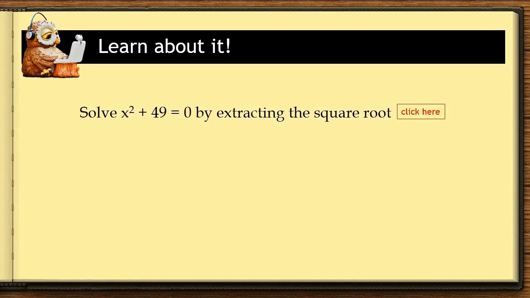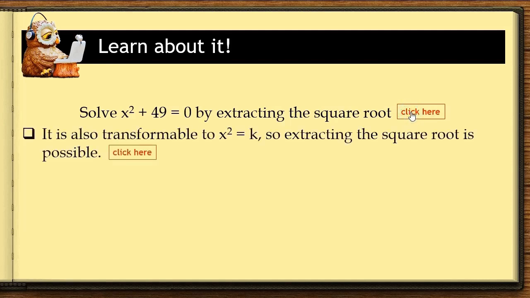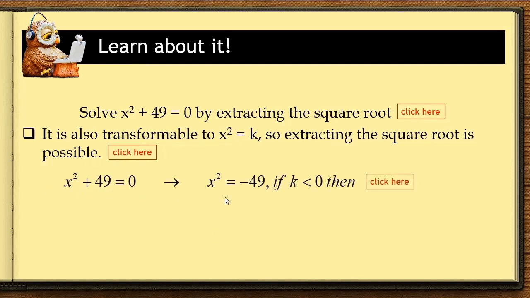Let us have another example. x squared plus 49 is equal to 0. Since it is also transformable to x squared equals k, extracting the square root is possible. So in this case, we need to convert x squared plus 49 equals 0 in the form x squared equals k. And we can see that the value of k is negative 49, which is less than 0, so it has no real solution.